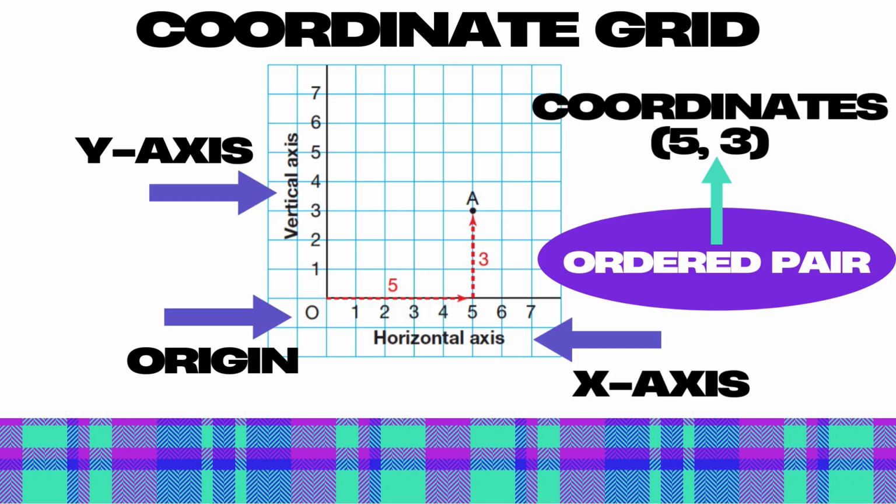So just to recap, we have the coordinate grid, which is our map, the origin, which is the starting point, the x-axis, which is the horizontal line, the y-axis, which is the vertical line, and coordinates, which are the ordered pairs that tell us where to find a point.